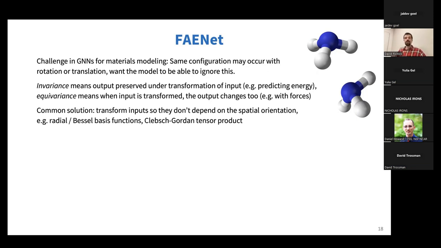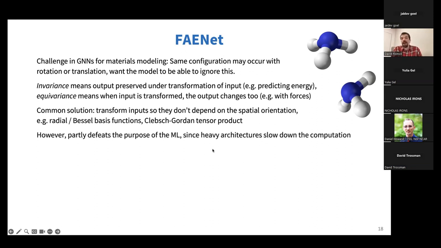Now, a common solution here is to transform the inputs so they don't depend on the spatial configuration. For example, you can use radial or Bessel basis functions or the Clebsch-Gordan tensor product. If you're wondering what these refer to, they are complex mathematical objects, which can be used to ensure that invariance or equivariance are satisfied. And these can be very powerful, but they're also very complicated to understand, complicated to implement, and sometimes they make your model significantly more time intensive to run, as well as to understand. And that partly defeats the purpose of the machine learning, since heavy architectures run counter to the goal of speeding up the computation.